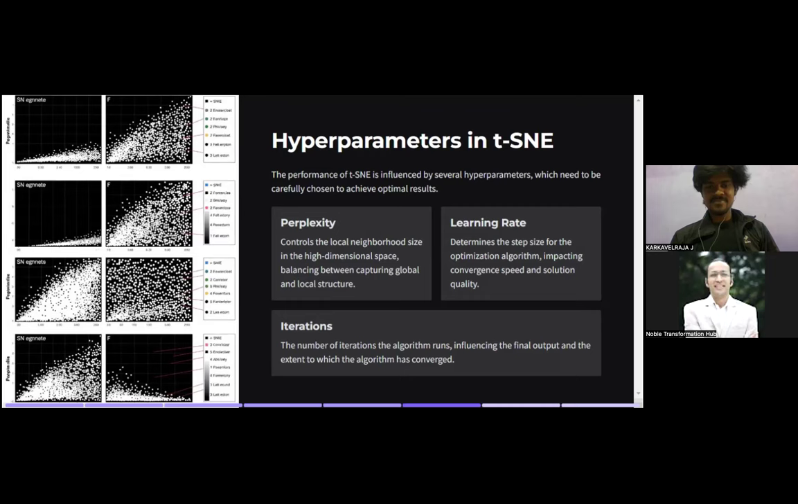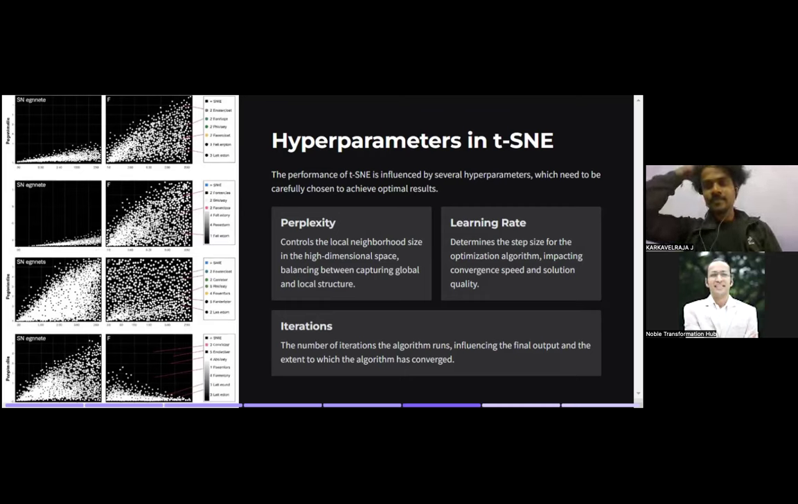We balance between local and global. Similarly, this is the characteristic of a hyperparameter in t-SNE. You can relate it. Learning rate determines the step size for the optimization algorithm, impacting convergence speed and solution quality. So it optimizes the algorithm, impacting convergence speed and solution quality, all those things, so that the learning rate is well tuned.